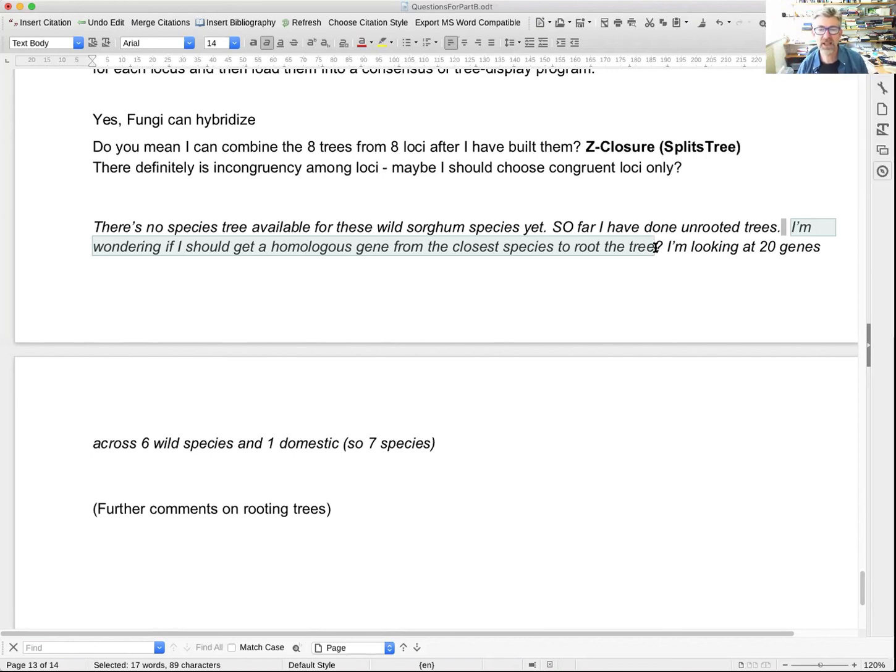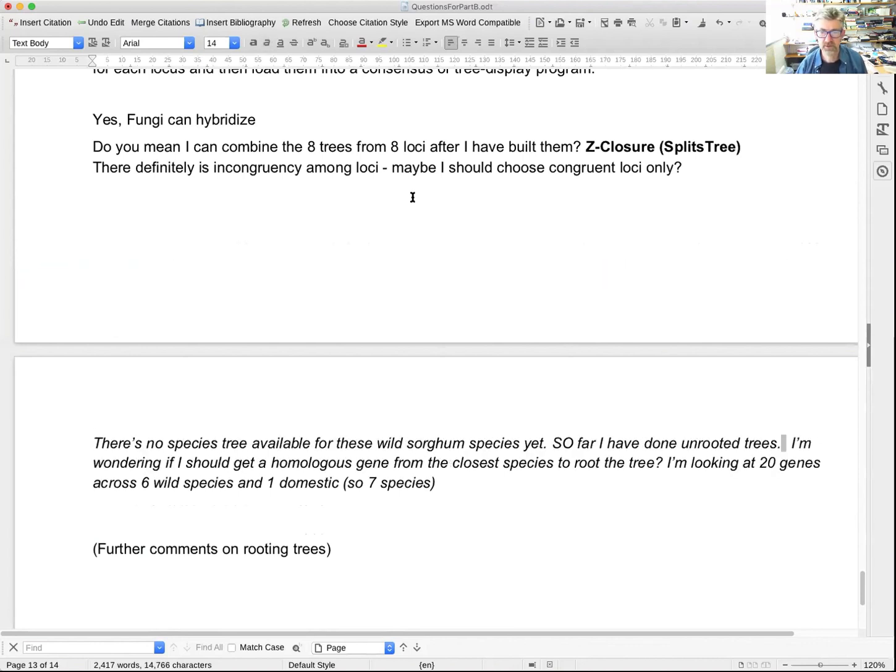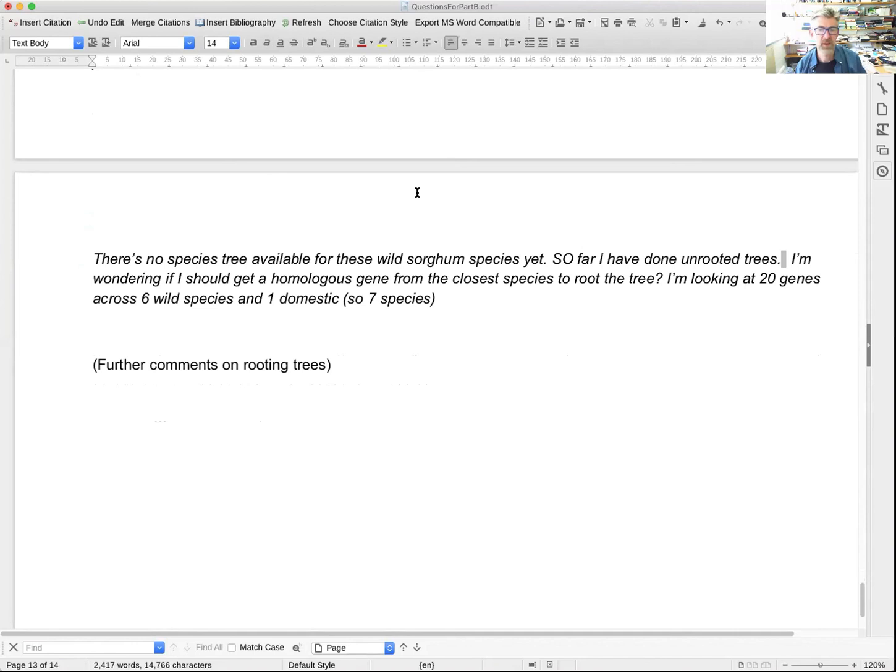Statistically, it's more likely to get the position of the root correct. So I'm looking at 20 genes across 6 wild and 1 domestic, so 7 species. I would hope that you've got, that's right, 8 trees, yes, okay. So there's no species tree available yet.